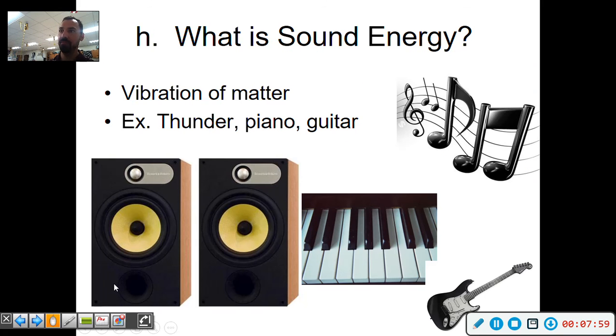Sound energy is the vibration of matter. So whenever you deal with any instrument, they all deal with some sort of vibration and particles. Okay, so when you look at a speaker, all right, you can actually see them bouncing around. The sound waves are coming out each time the speaker actually moves around.